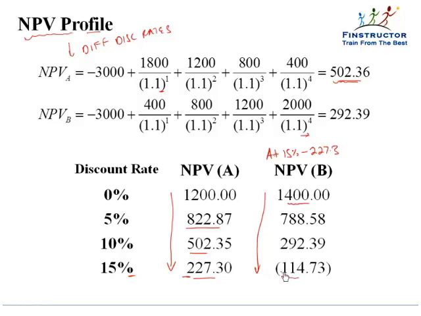Let's try to analyze why the behavior is as such. So if you notice the two projects, project B actually has higher absolute cash flows. So if we sum up the total cash inflows for project B, it is a number of $4,400, 2,000 plus 1,200 plus 800 plus 400. Whereas for project A, this number is 4,200. But on the flip side, project A has cash flows coming much sooner than for project B.